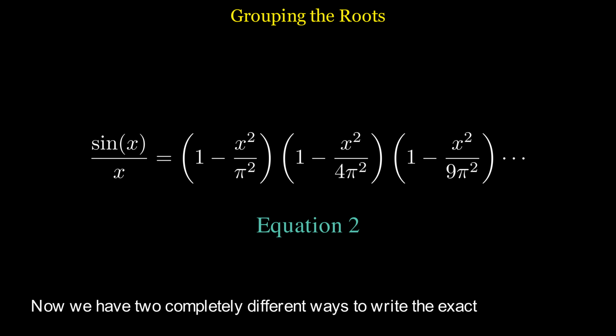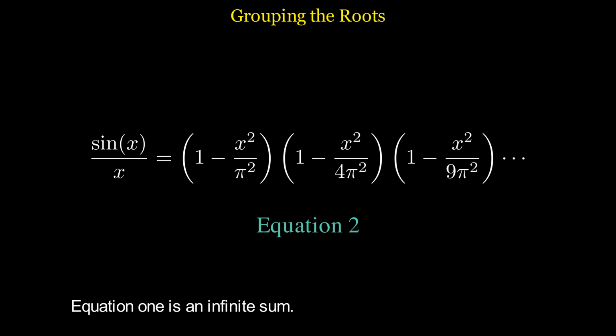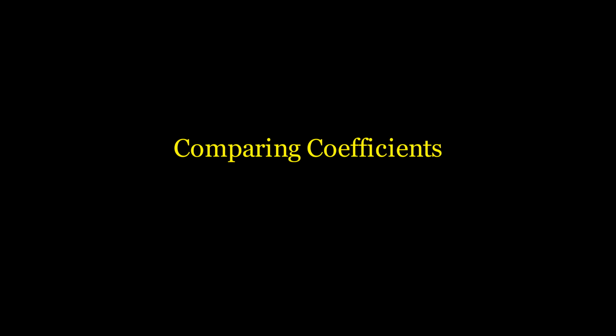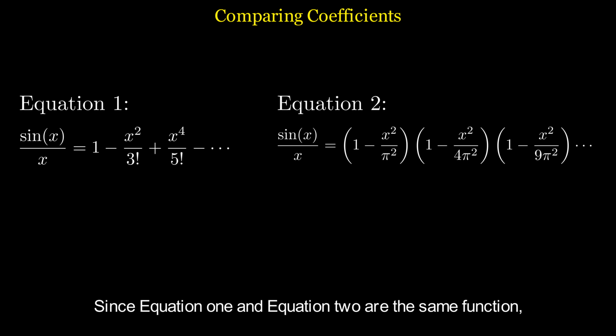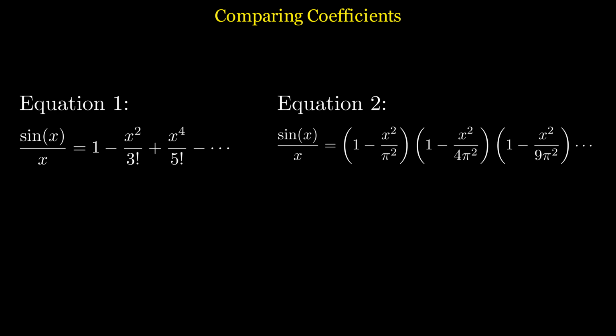Now we have 2 completely different ways to write the exact same function. Equation 1 is an infinite sum. Equation 2 is an infinite product. Since equation 1 and equation 2 are the same function, their coefficients have to match perfectly.